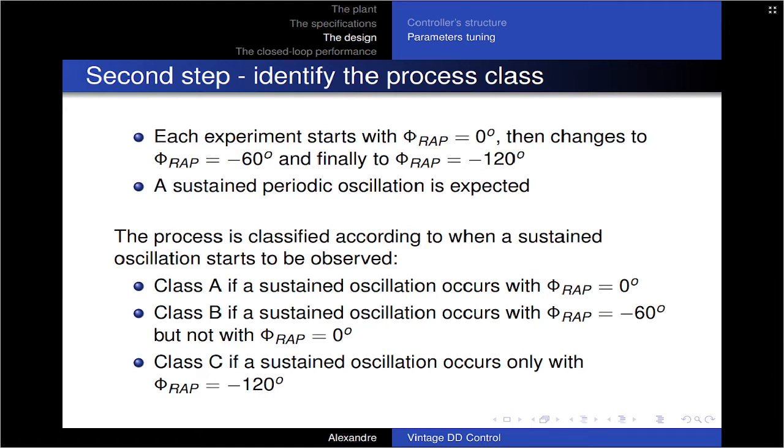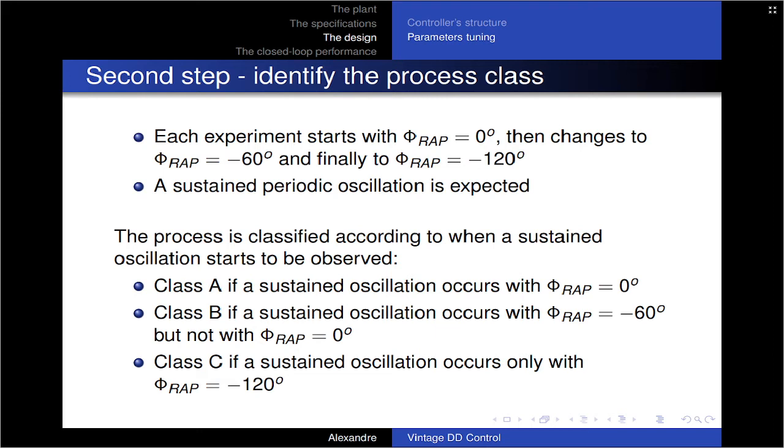So we start the experiment with phi equals 0, then you check, then you wait to see if an oscillation occurs. If it does occur, you say that the process you are going to control is a process of what we call class A, and then you measure the amplitude and period of this oscillation.